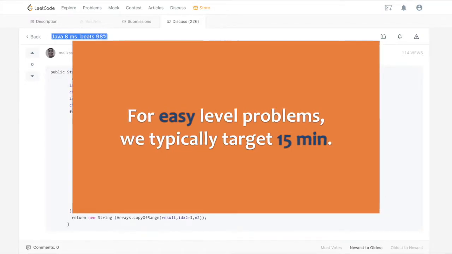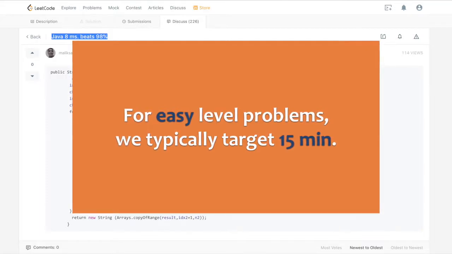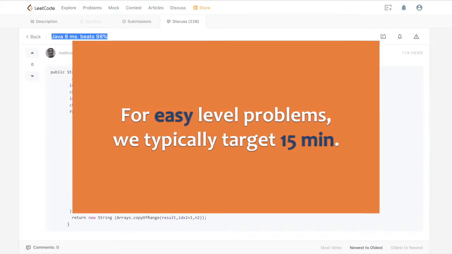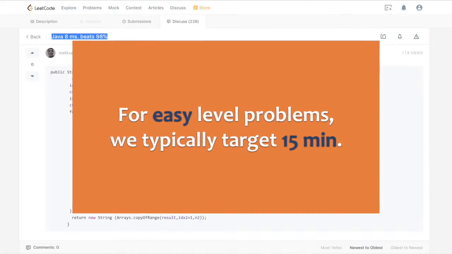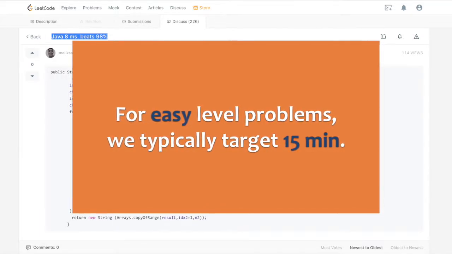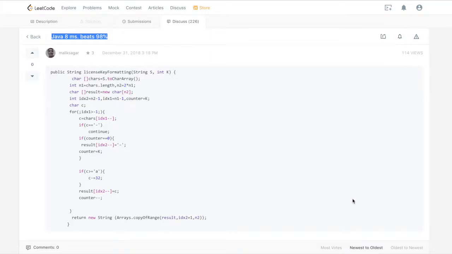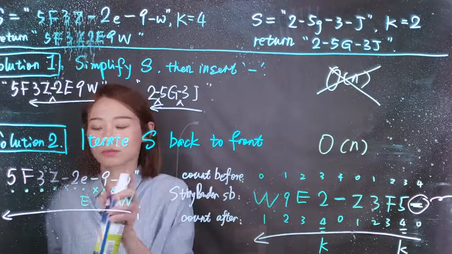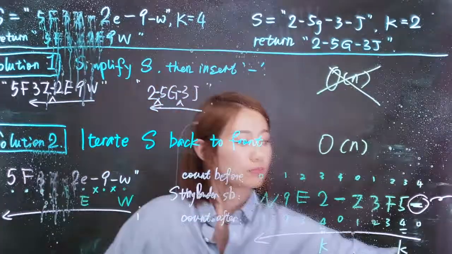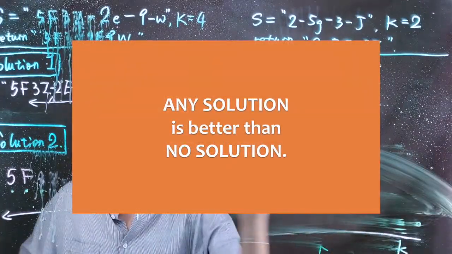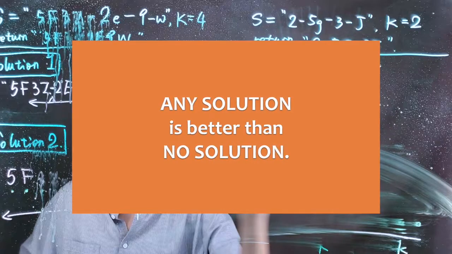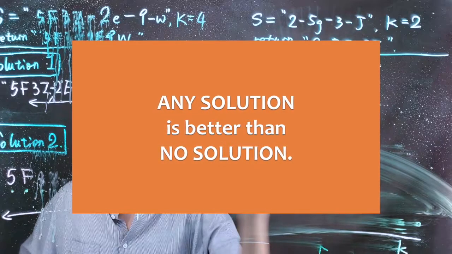For an easy level problem like license key formatting, we typically target to solve it within 15 minutes because interviewers probably prepare more problems for you to solve for the rest of the time. I personally don't think a solution this optimal is necessary during interviews. If you are not confident solving the problem using the optimal solution within your interview time, just go with the solution that you are most comfortable with. Remember, any solution is better than no solution.